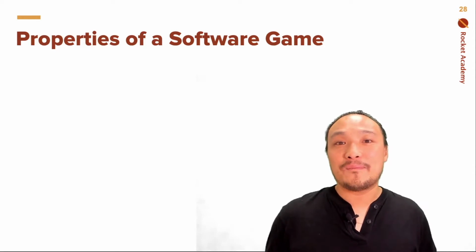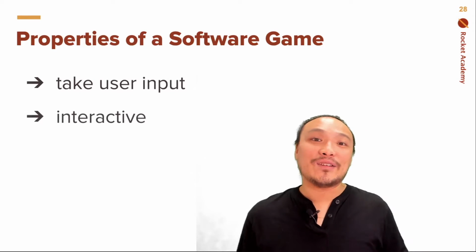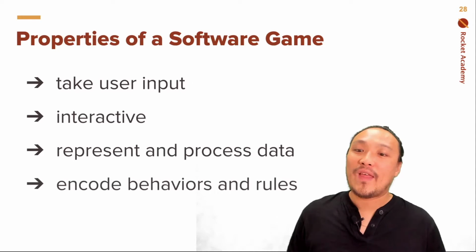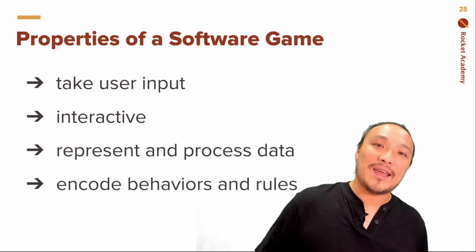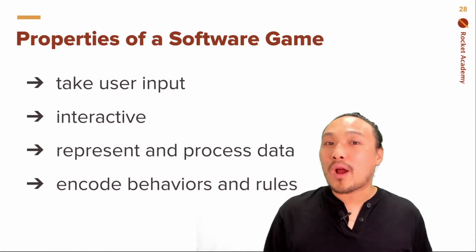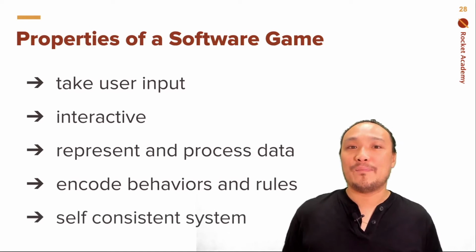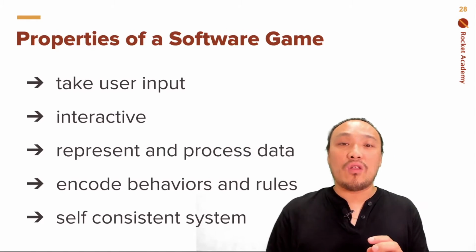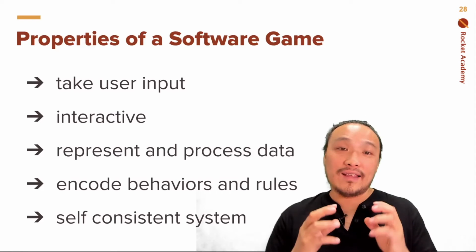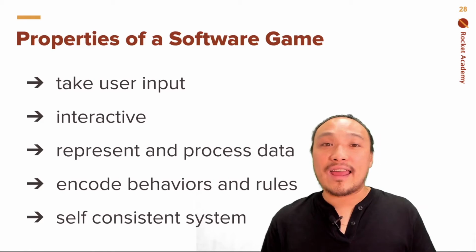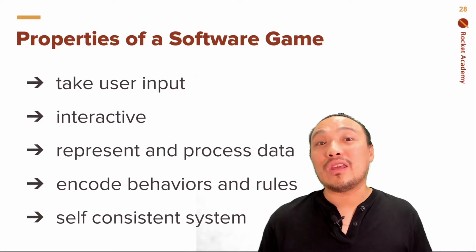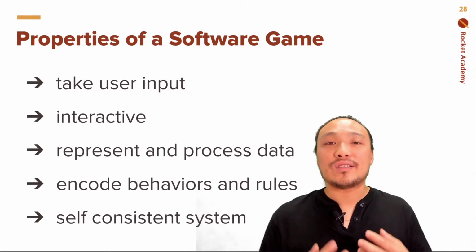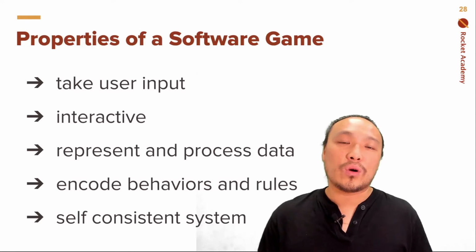That was an example of a banking app, but in this course, we're not going to build banking apps, we're going to build games. Let's look at the properties of a software game. It takes user input. It's interactive, it represents and processes data, and it encodes behaviors and rules. So these properties are the same as the banking app. I'm going to add one more property of a game, which is that it's a self-consistent system, which means that throughout the life cycle of using this software, we can construct all the rules and data inside that game without having to rely on any outside transactions, balances, actions by the user.